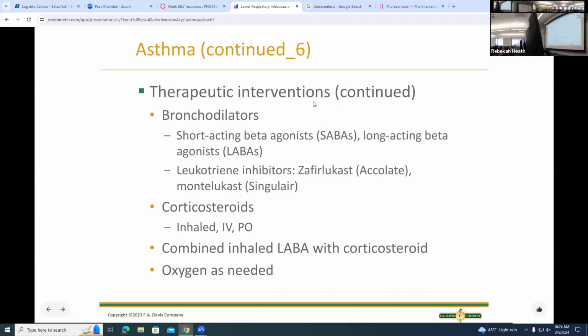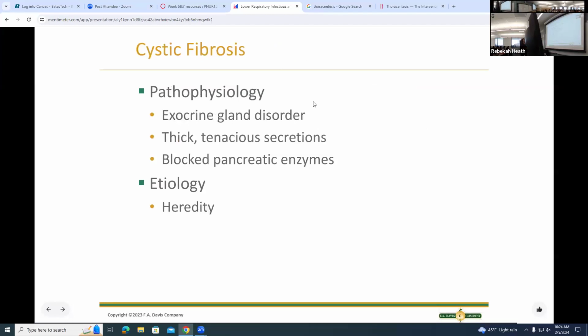They might do corticosteroids, either inhaled, like the Flovent, or it might be oral as well, if they need it either short term with a certain illness, or they might even have long-term steroid use if they're just really inflamed overall. They might need oxygen occasionally.